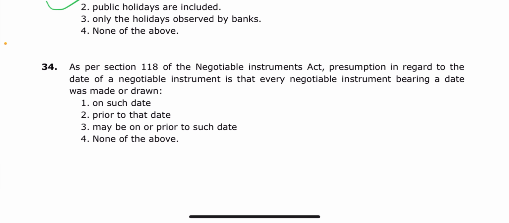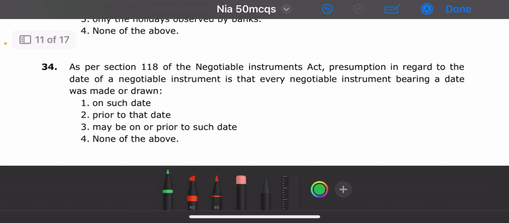Next question, as per section 118 of the Negotiable Instruments Act, presumption in regard to the date of a negotiable instrument is that every negotiable instrument bearing a date was made or drawn. The options are first, on such date, second, prior to that date, third, maybe on or prior to such date, or fourth, none of the above. The correct answer is first, on such date.